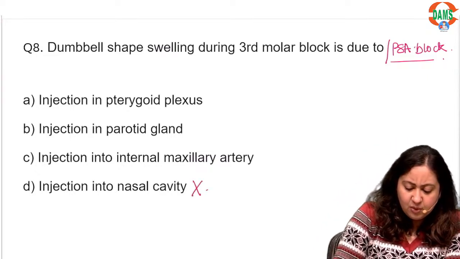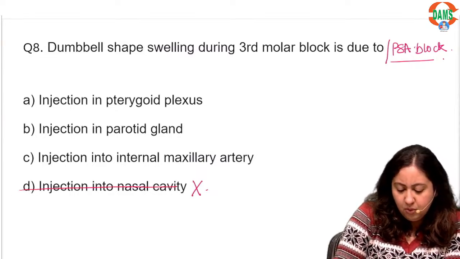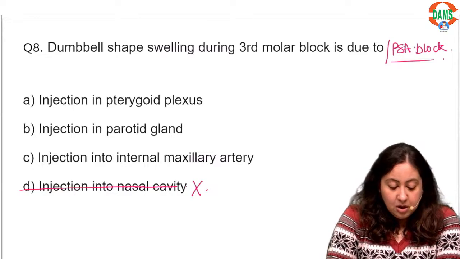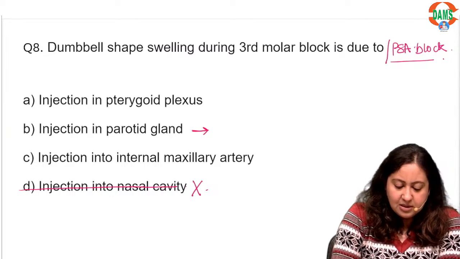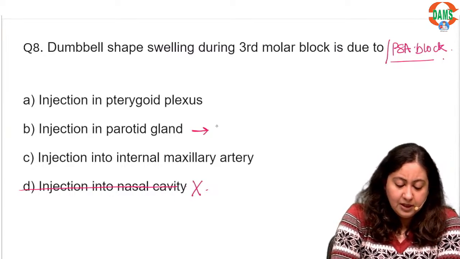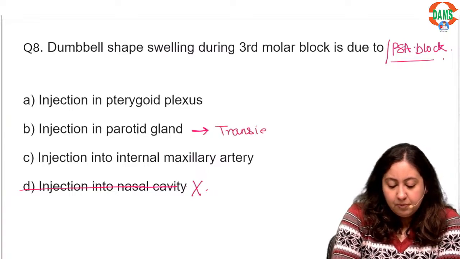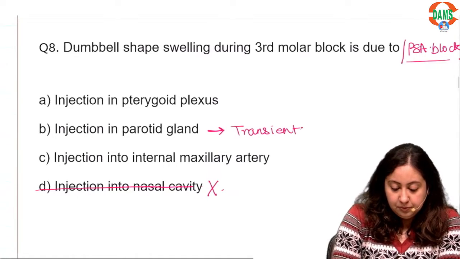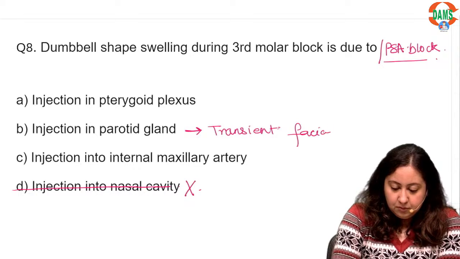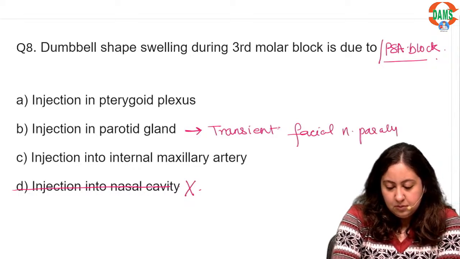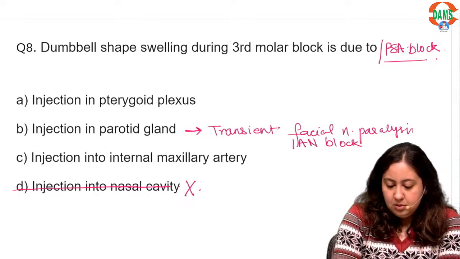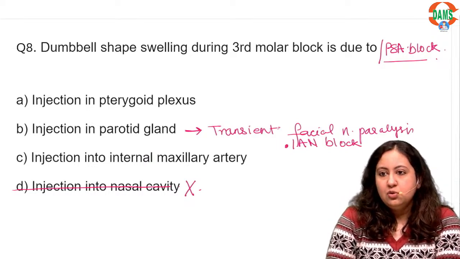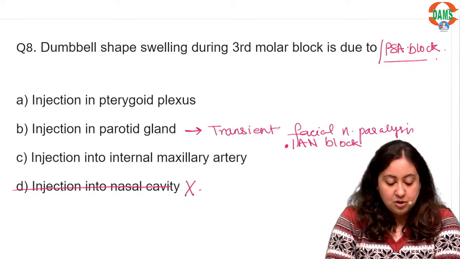Let's see the explanation. Injection into nasal cavity. You're giving posterior superior alveolar block. There's no way you can give an injection into the nasal cavity. So injection into the parotid gland will actually cause transient facial nerve paralysis, and this is during your inferior alveolar nerve block. Okay. So now the confusion remains between option A and option C.